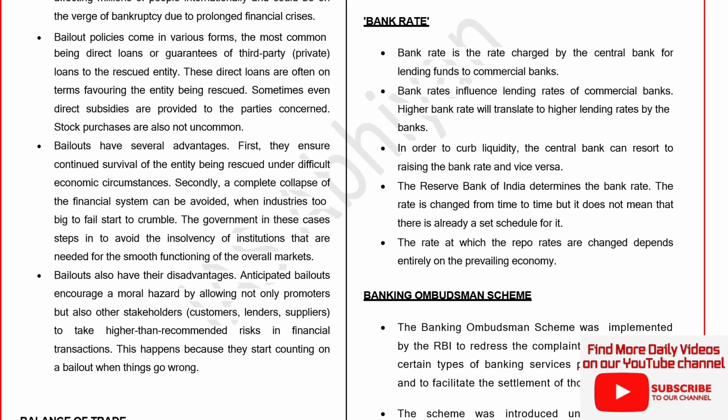Because the funds are taken from the central bank, this rate will also influence how the commercial bank is going to lend. Higher bank rate will translate into higher lending rates by the banks. In order to curb the liquidity, the central bank can resort to raising the bank rate and vice versa. So, in order to stop the flow of money, central bank is going to raise the bank rate, and in order to increase the flow of money, central bank is going to lower the bank rate. That is the opposite effect.